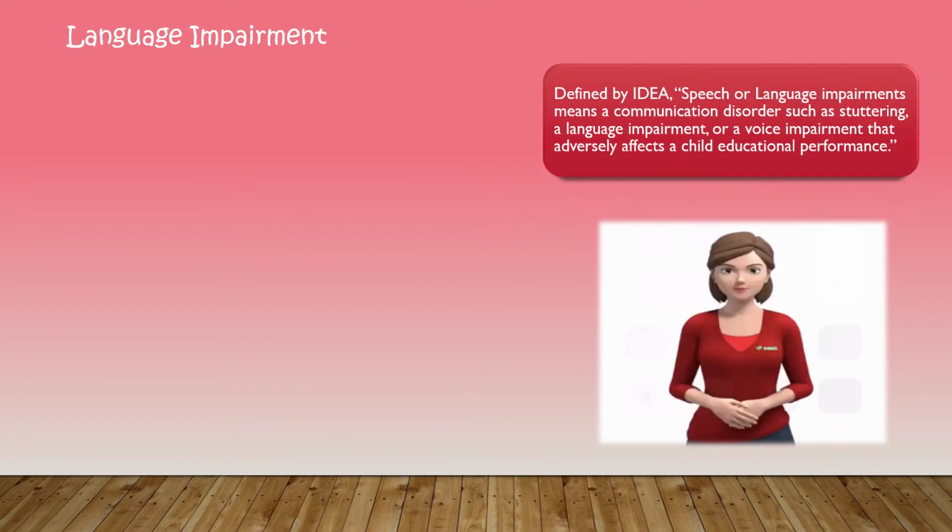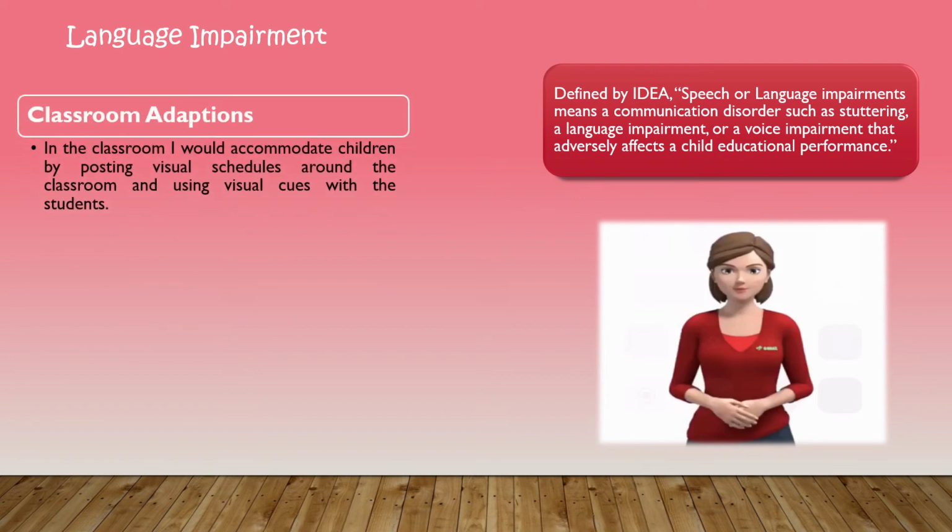The third and final disability that I will talk about is language impairment. Defined by IDEA, speech or language impairments means a communication disorder such as stuttering, a language impairment, or a voice impairment that adversely affects a child's educational performance. Classroom adaptations that I will make would be accommodating children by posting visual schedules around the classroom and using visual cues with children. A visual schedule would consist of photos that can be arranged in order, or it can help children learn rules in the classroom schedule.